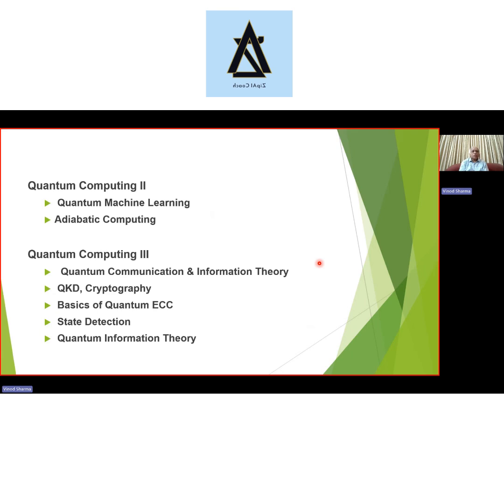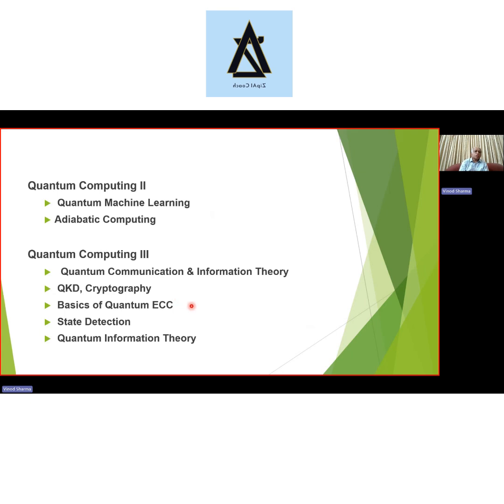In quantum computing 3, we'll talk about quantum communication and quantum information theory. As we discussed, fiber optic channels can be modeled as quantum channels, so those basics will be discussed here. The QKD algorithm that we just mentioned, a quantum algorithm which can be used in cryptography, we will discuss that as well. And we will also tell how RSA is broken by Shor's algorithm.